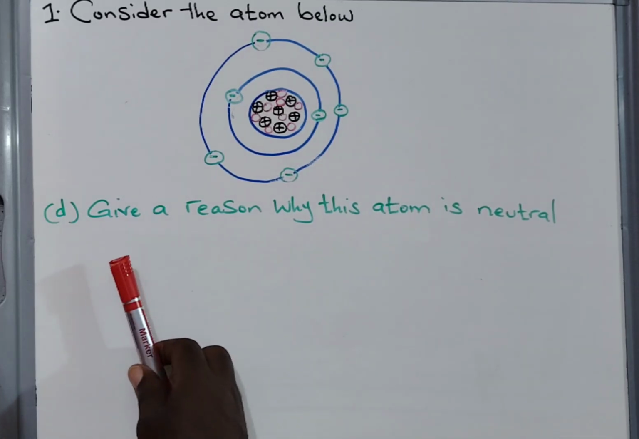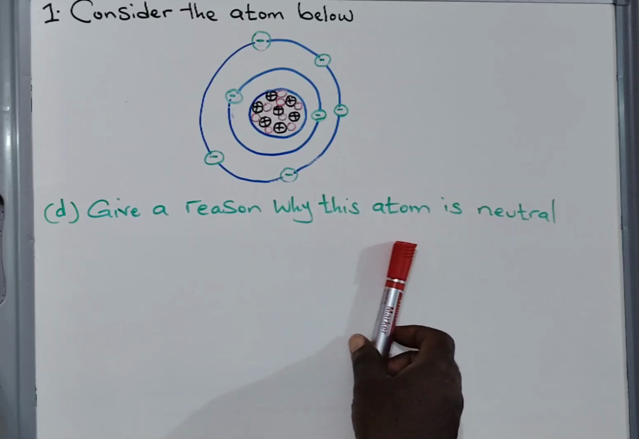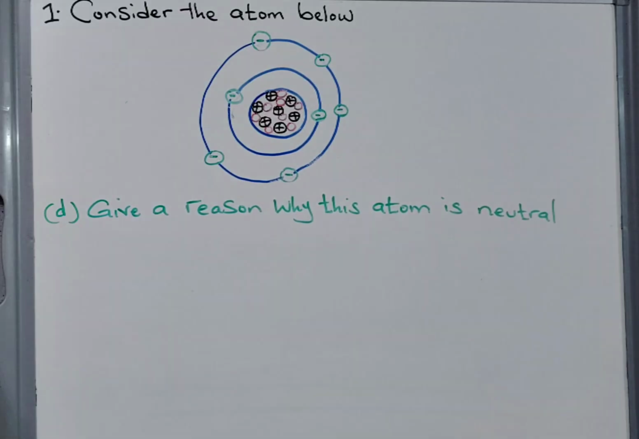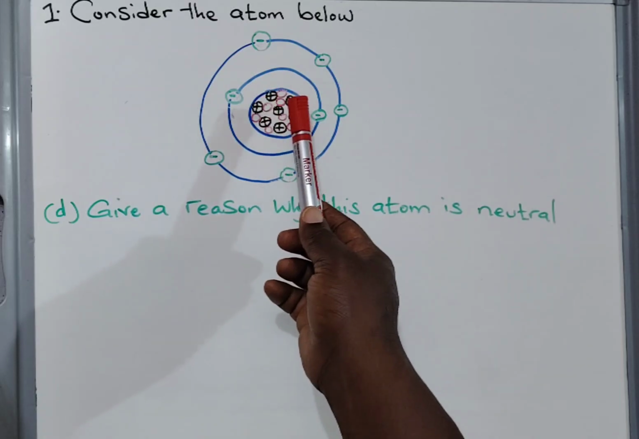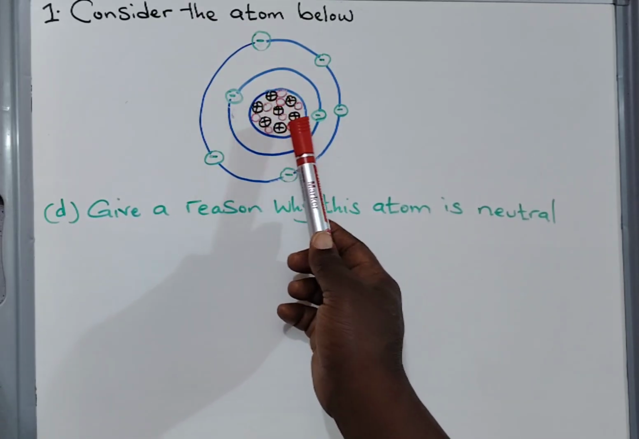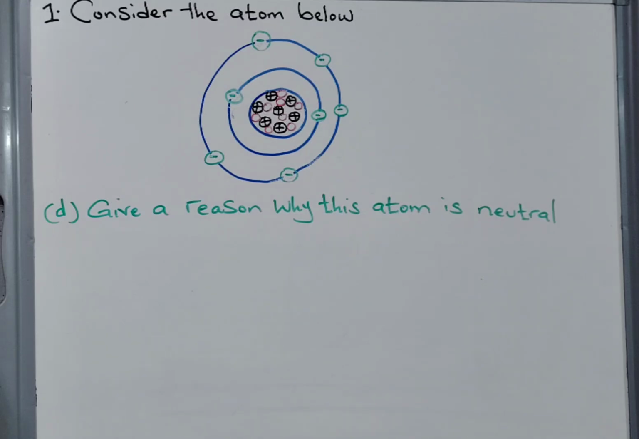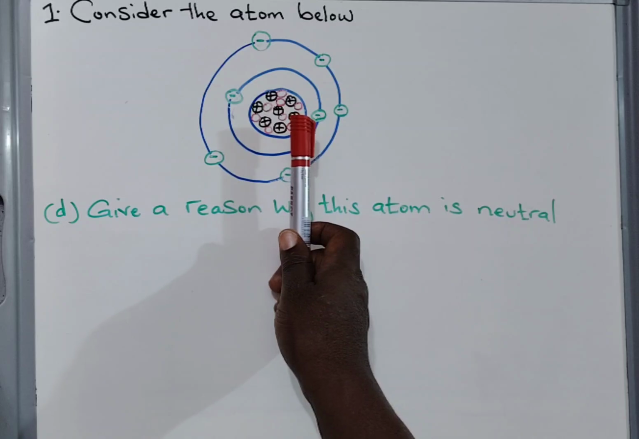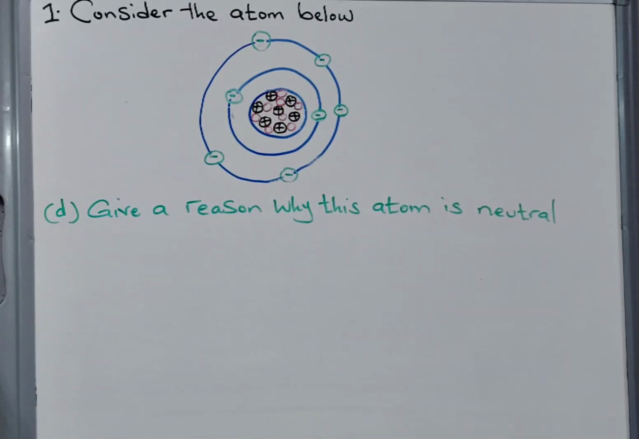Then we come to this question. It says, give a reason why this atom is neutral. Neutral means not having net charge. Inside the atom we have the protons which are positive and the electrons which are negative, but it's neutral. Why do we say it's neutral? The answer is that the number of positive protons is equal to the number of negative electrons.